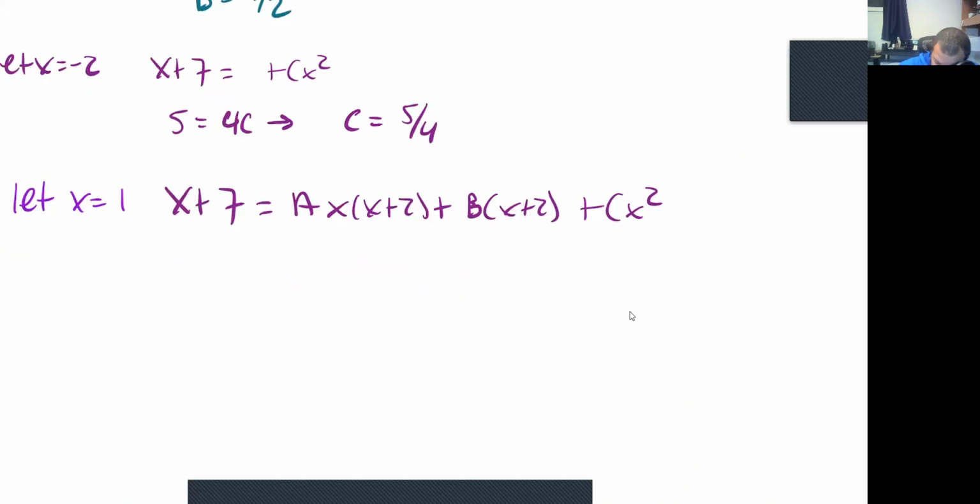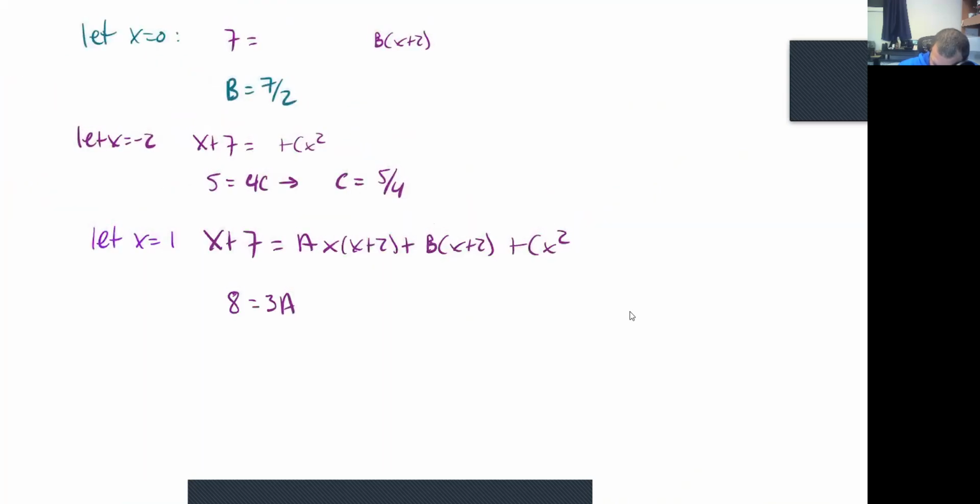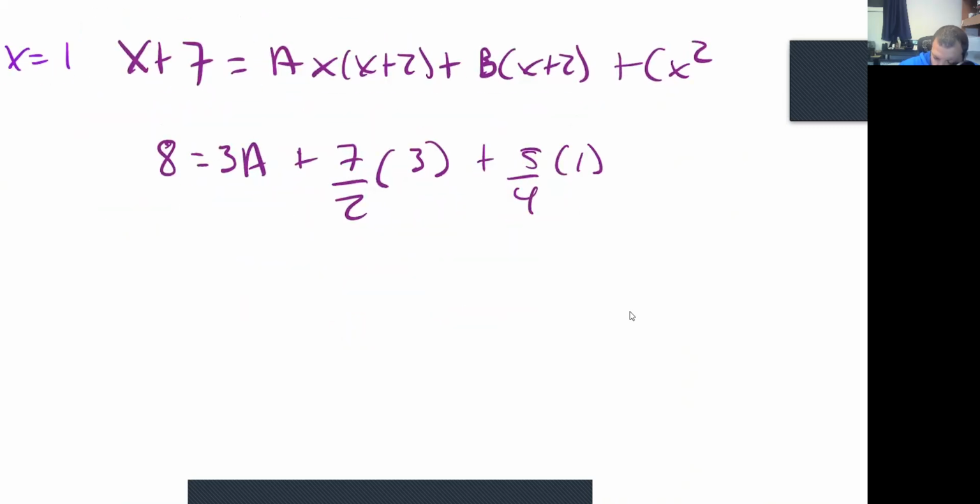All right, so we're going to get 8 equals a times 1 times 2... I mean 1 plus 2, so that's going to be 3a. We know that b is 7 over 2, so we're going to get 7 over 2 times 1 plus 2, which is 3. We know c is equal to 5/4, so that's going to be times 1. So we're going to end up with 3a plus 21 over 2 plus 5/4 equals 8.